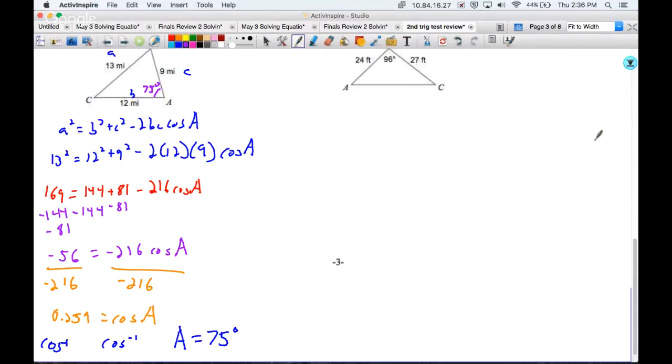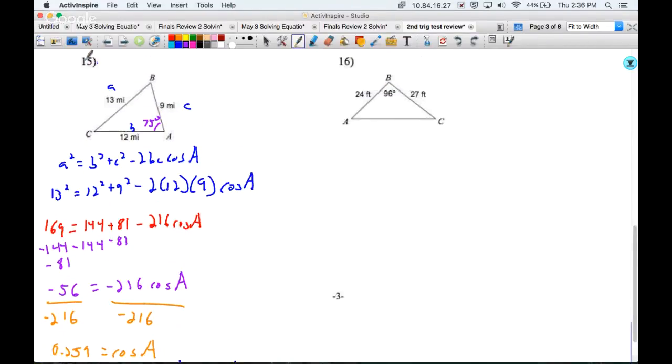All right, to find another one of these angles, now we can do the quicker law of sines, now that we have an angle and the side length opposite of it. So I'll solve for angle B now. Law of sines: sine B divided by its opposite side, 12, should be equal to the sine of A, which we just solved to be 75, divided by its opposite side, which is 13. Multiply 12 to both sides.